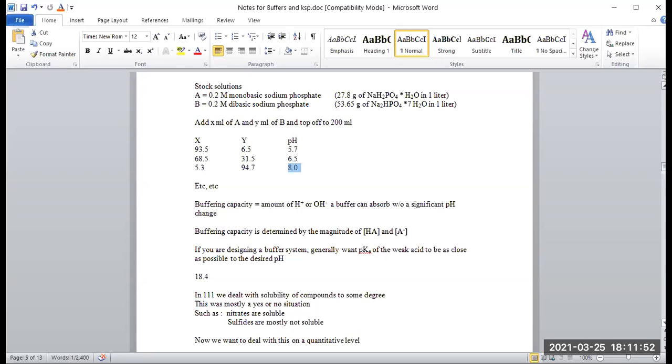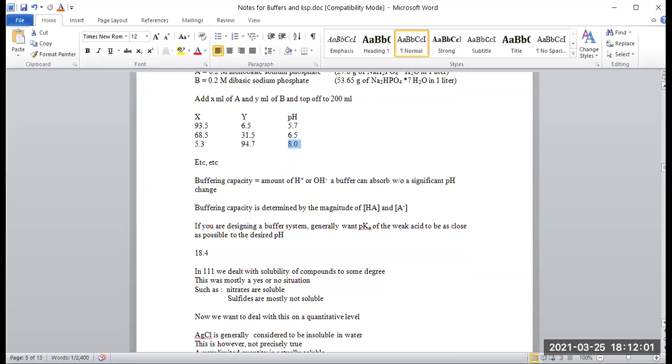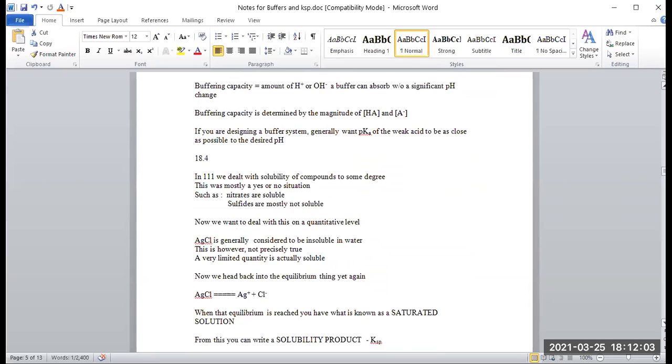All right, so that is the end of the buffer portion. I want to do a little bit of solubility.